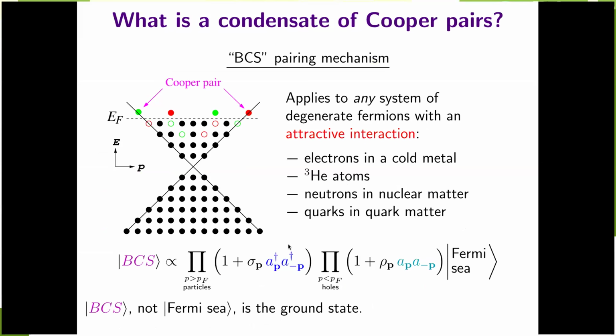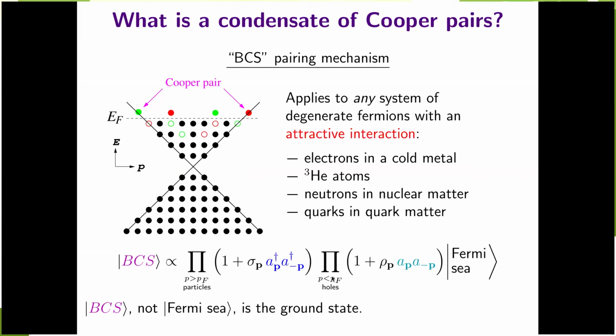Let me go back and make that very clear. If you multiply out these factors, then in each factor you have to choose: do I take the 1, or do I take the pair creation or pair or hole creation part of it? So there's one term when you multiply this all out where in every one of these factors, you take the 1, okay? And that's just going to give you back the Fermi C.